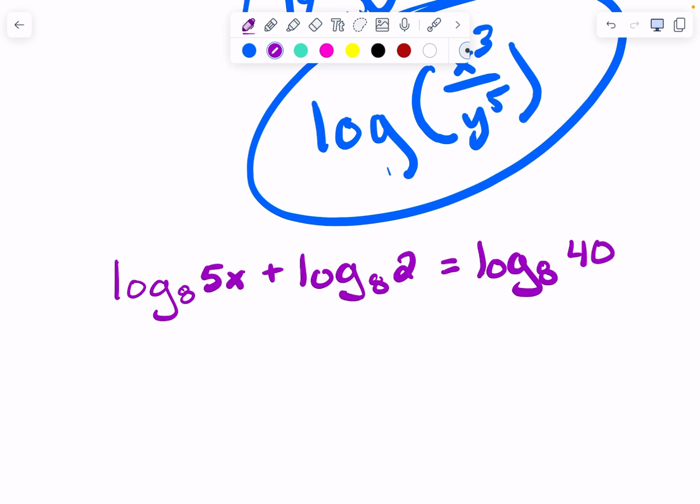So log base 8 of 5x times 2, which is 10x, equals log base 8 of 40.